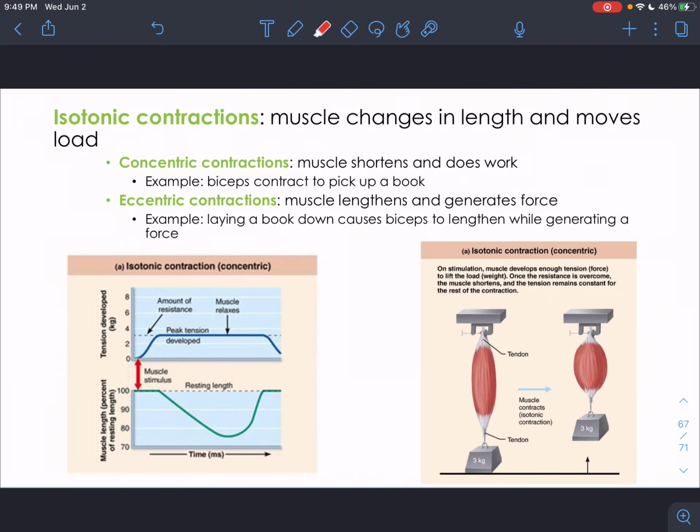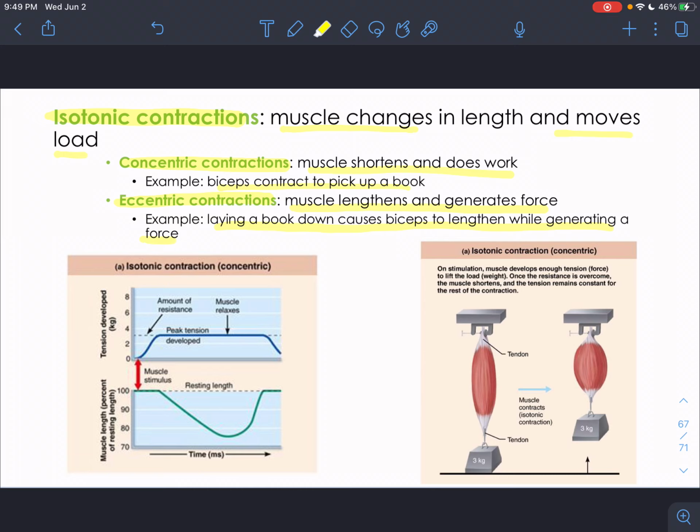Okay. And then going back to some different types of contractions. So we have our isotonic contractions, where muscles change length and move a load. Okay. And these can be concentric, where muscle shortens and does work. So if your biceps are contracting to pick up a book, that's a concentric isotonic contraction. An eccentric contraction is where the muscle lengthens and generates force. So if you lay a book down, the biceps will lengthen, and that's also technically generating a force.